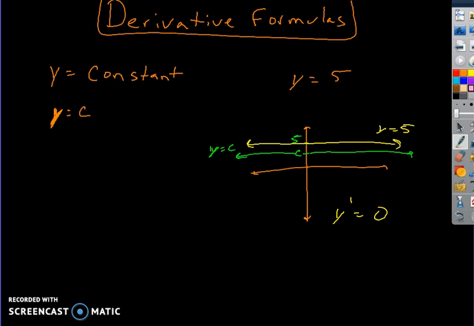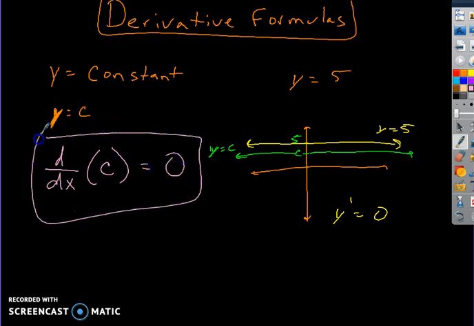So this is our first derivative formula. It is d/dx of a constant equals 0. And this is called the derivative of a constant formula. Again, c is any constant. If I want to find the derivative of, say, -3, y prime would be 0. So the derivative of a constant is 0. I'm about to clear the screen now.